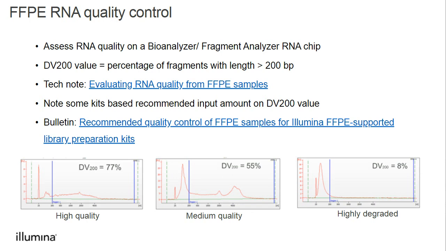And the tech note linked here just goes over how this methodology of evaluating the RNA was developed. And so some of our library prep kits, and I'll get into those specifics later, do actually use the DV200 value to determine how much input we should be using for a successful library.